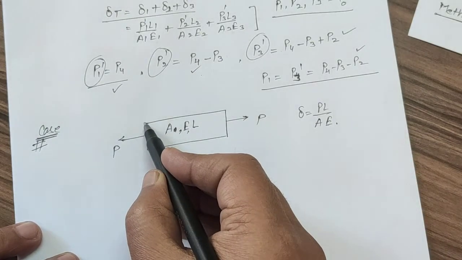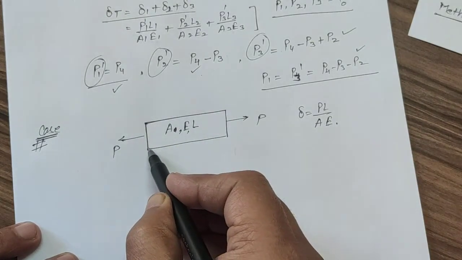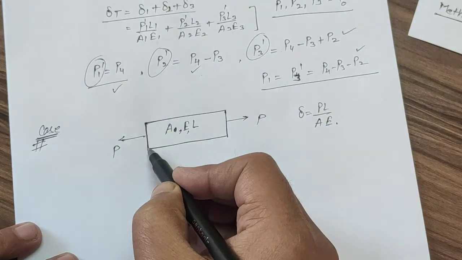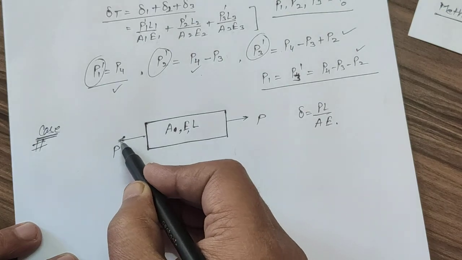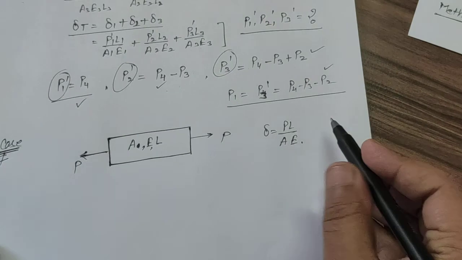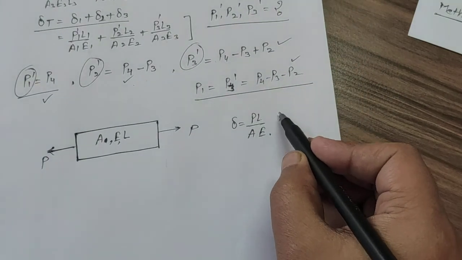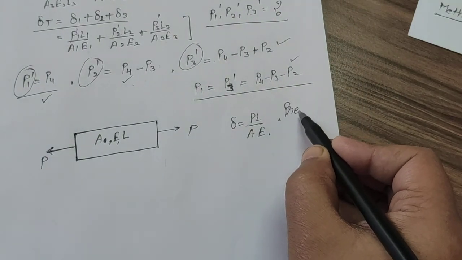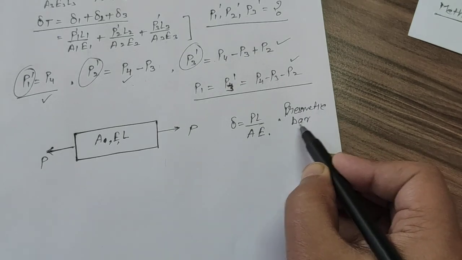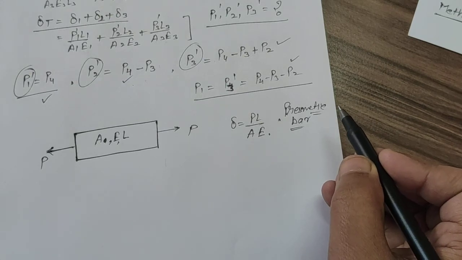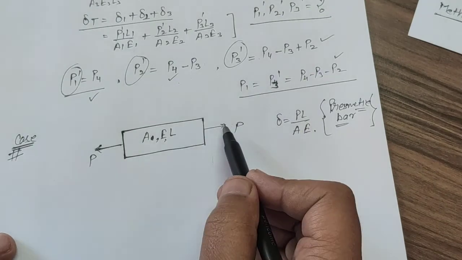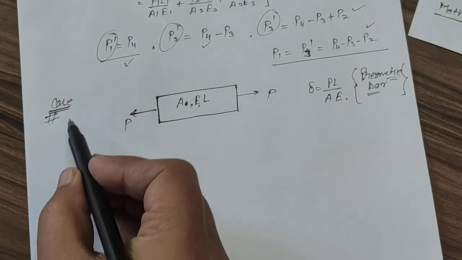Those members whose cross sectional area remains constant throughout the length are known as prismatic members, or prismatic bars. A prismatic member or prismatic bar is one whose cross sectional area remains constant throughout the length.